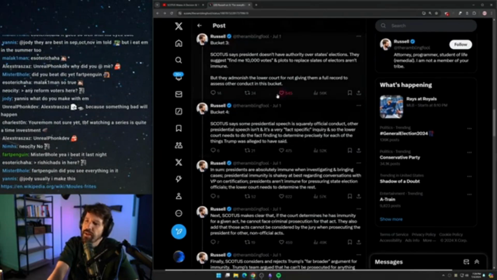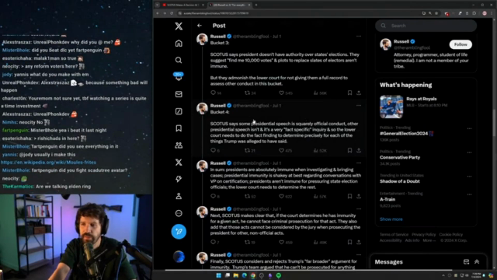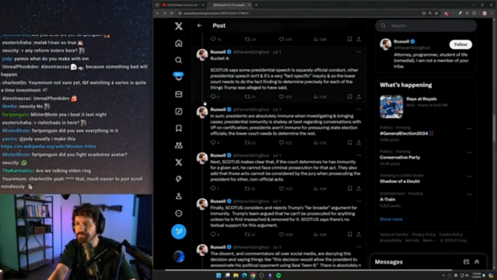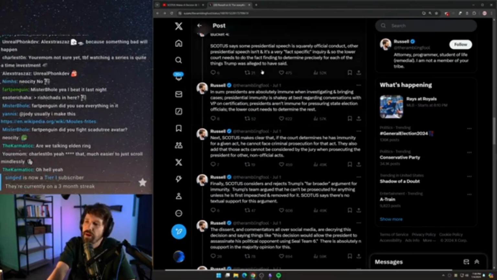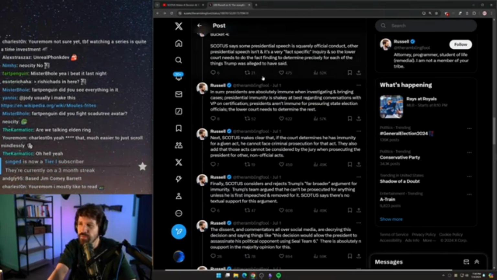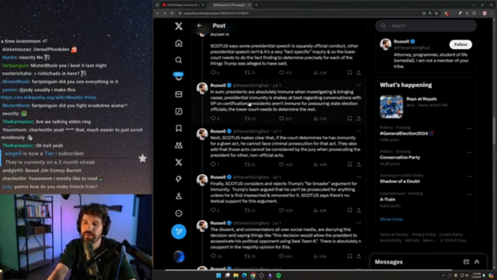Bucket 4, SCOTUS says that some presidential speech is squarely official conduct. Other presidential speech isn't, and it's a very fact-specific inquiry, and so the lower court needs to do the fact-finding to determine precisely for each of the things Trump was alleged to have said. In sum, presidents are absolutely immune when investigating and bringing cases. Presidential immunity is shaky at best regarding conversations with VP on certification.